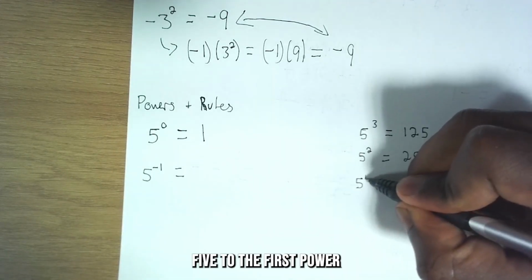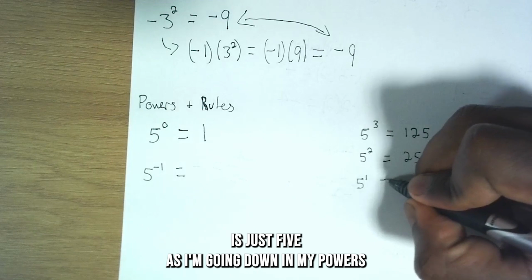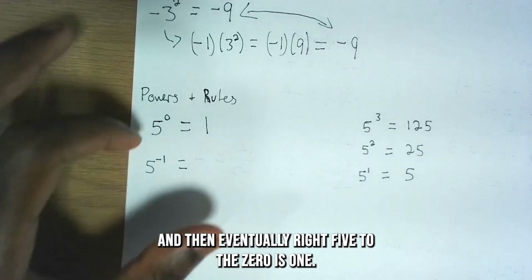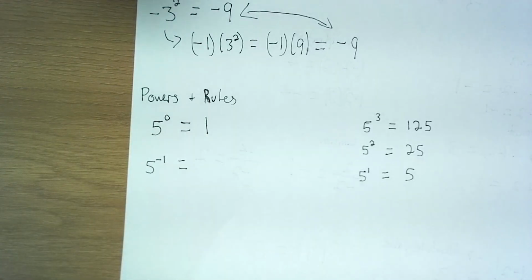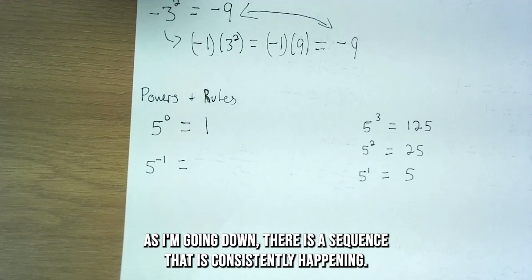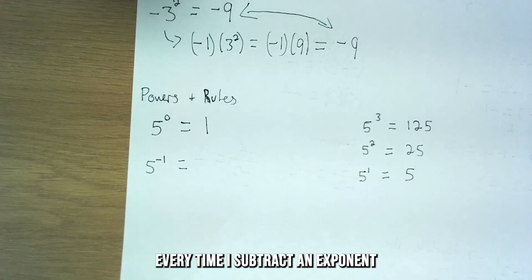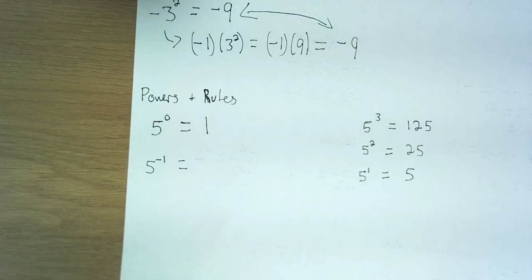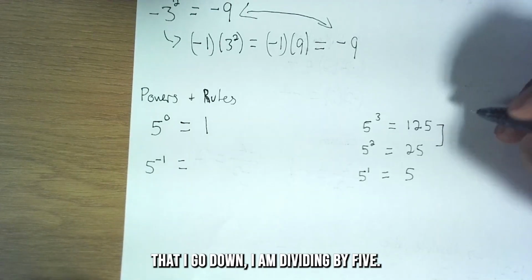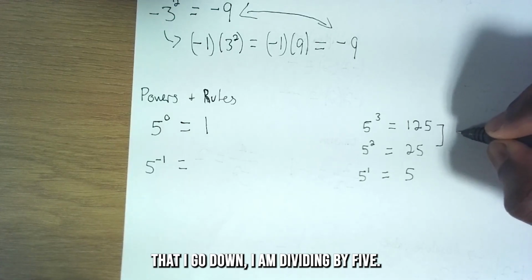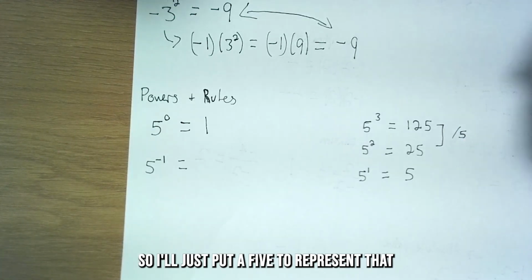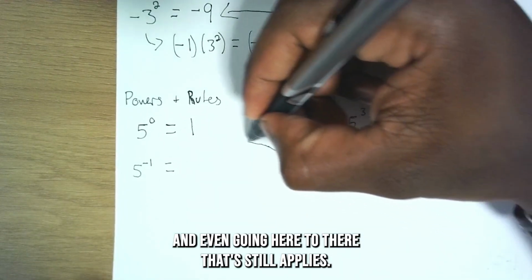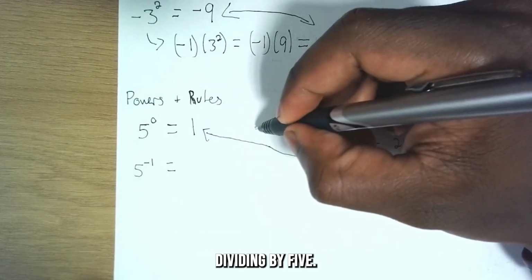5 to the 1st power is just 5. As I'm going down in my powers, and then eventually, right, 5 to the 0 is 1. As I'm going down, there is a sequence that is consistently happening every time I subtract one from the exponent or power. In this case, every time that I go down, I am dividing by 5. So I'll just put a /5 to represent that. From here down to this is divide by 5. And even going here to there, that still applies. I'm dividing by 5.